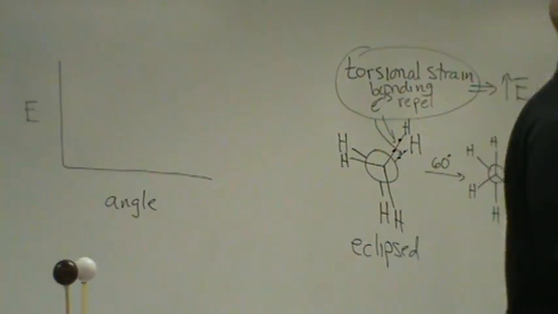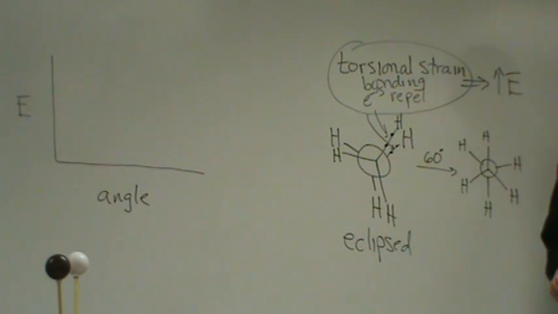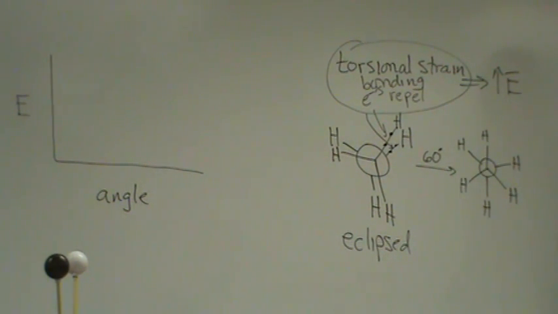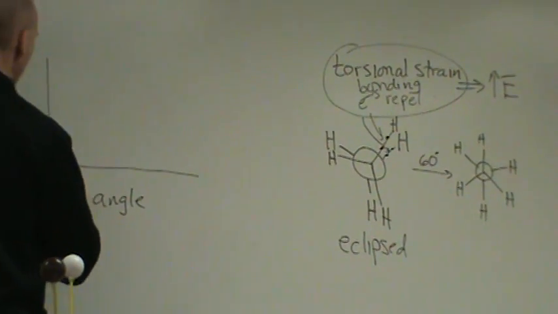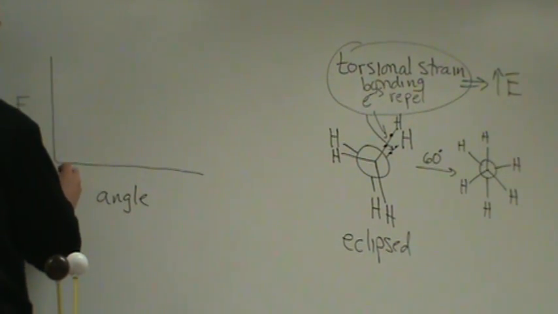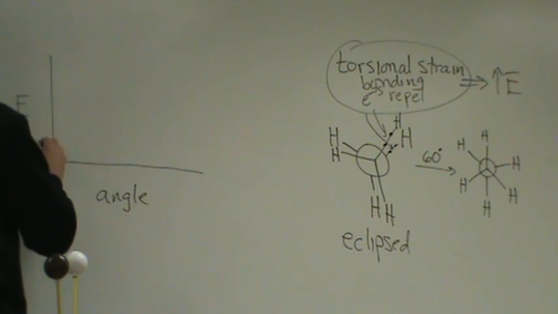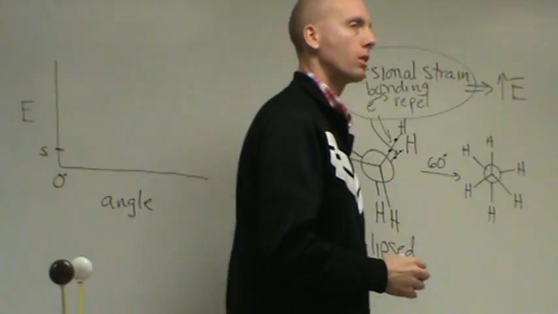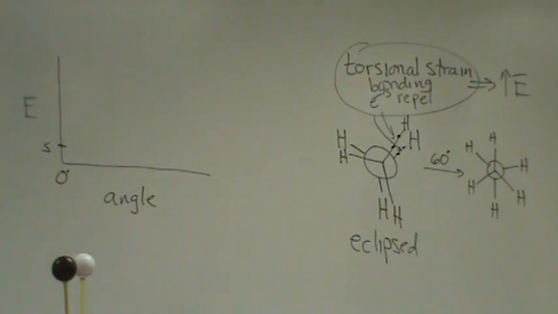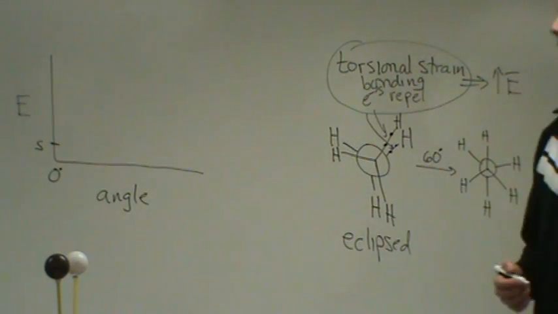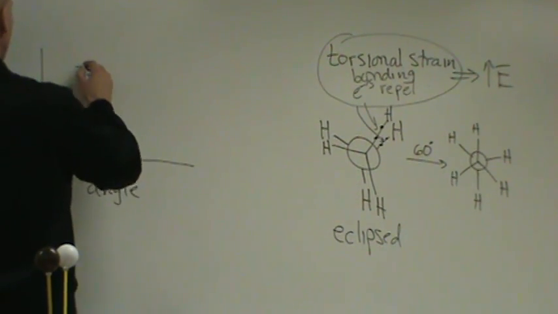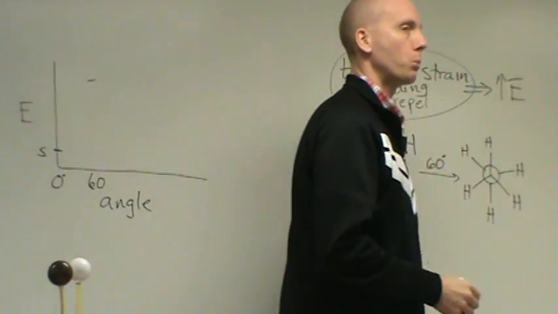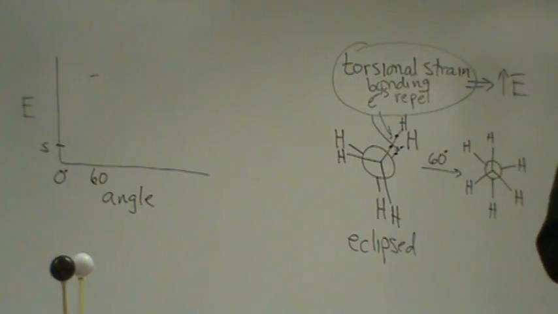So let's make a plot of energy as a function of bond rotation, or the angle. Let's say at 0 degrees, we had a staggered. We'll put it down there because that's going to be lower energy, isn't it? And then when we go 60 degrees, our energy will be up there somewhere, higher.